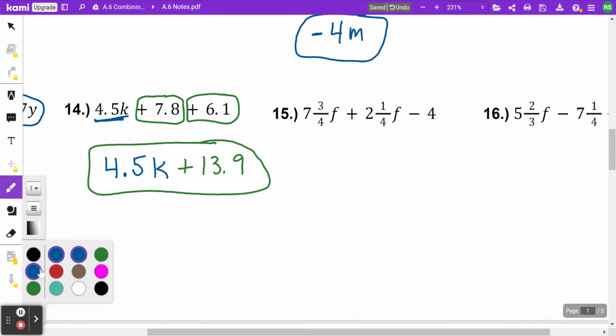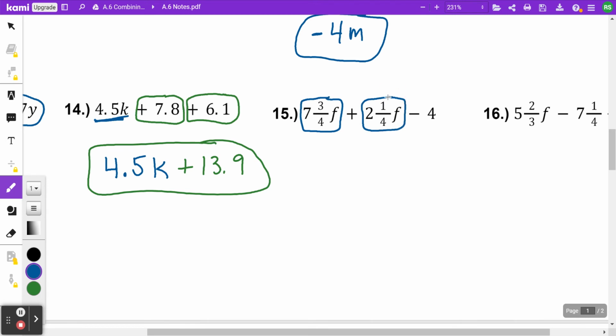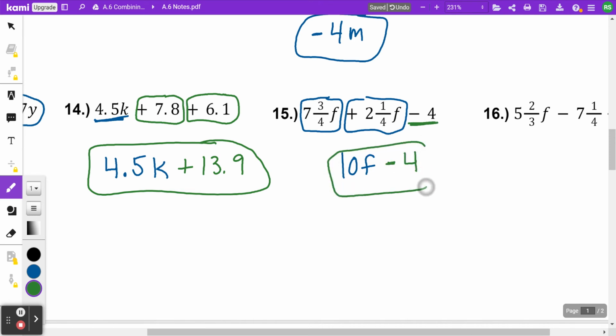Number 15, we can combine the 7 3/4 F with the 2 1/4 F. So let's see, 1/4 and 3/4 is 4/4. So that gives us 9 4/4, which 4/4 is just equal to 1, right? So we can bump that up to 10. So that's going to give us 10F. And I really should include this plus sign when I circle it. Okay, and then this minus 4, that negative 4, is just going to drop down. There's nothing else to do with it.